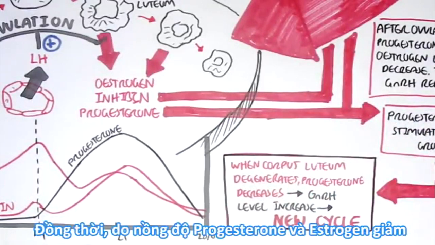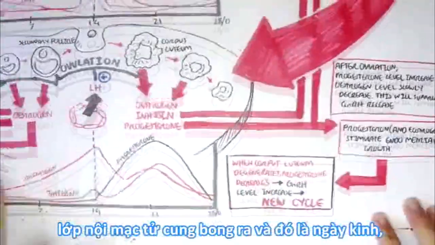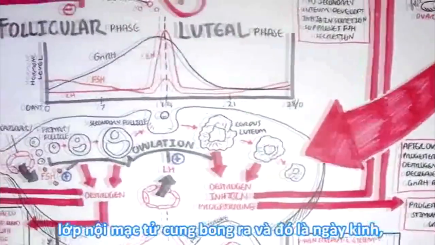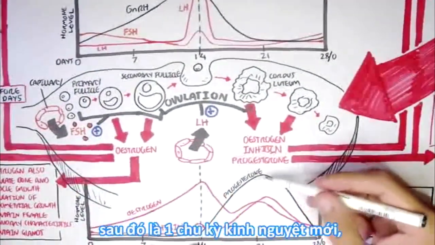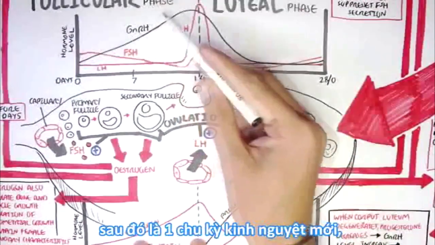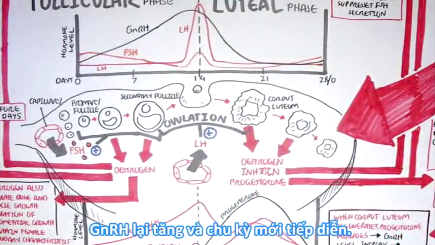Also, the decrease in progesterone and estrogen means that these hormones cannot maintain the endometrial lining in the uterus. And so the endometrium will shed, and this is known as the period. And after the endometrial lining sheds, this allows a new cycle to occur, and then you see an increase in gonadotropin-releasing hormone again, and the cycle continues.